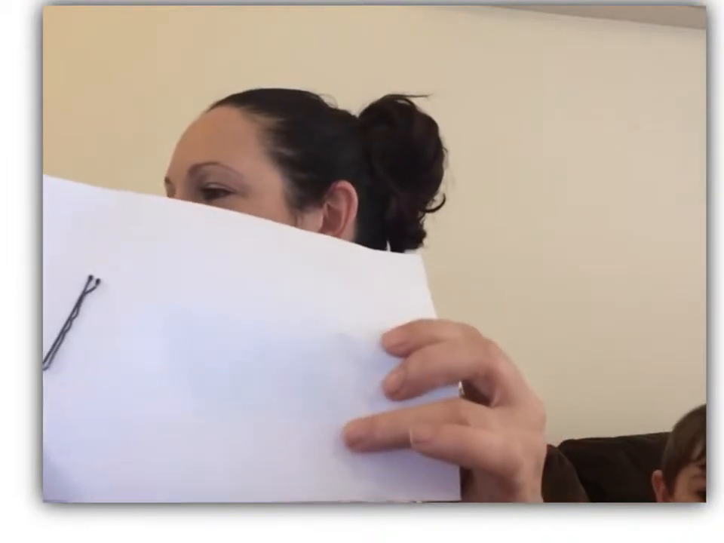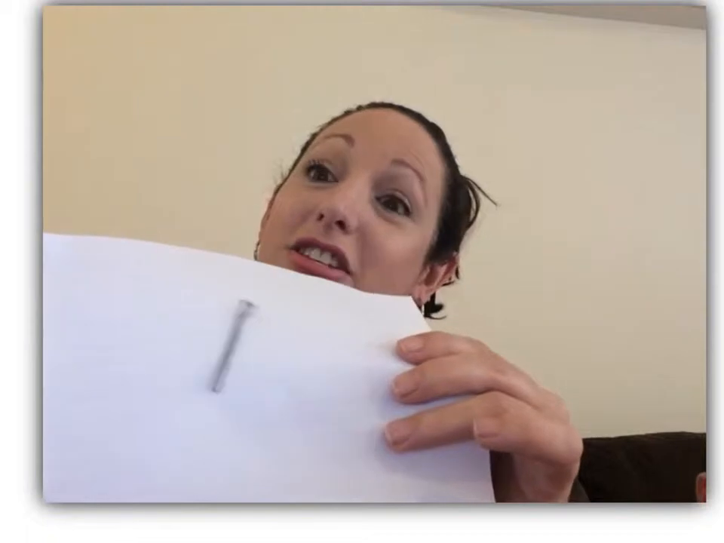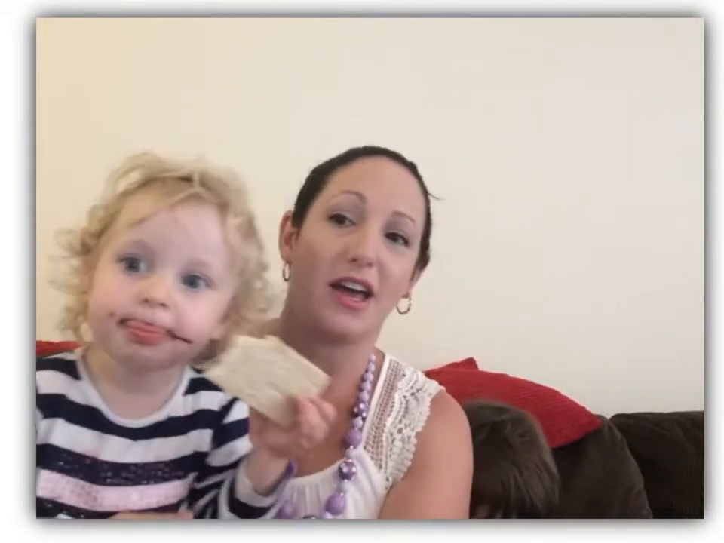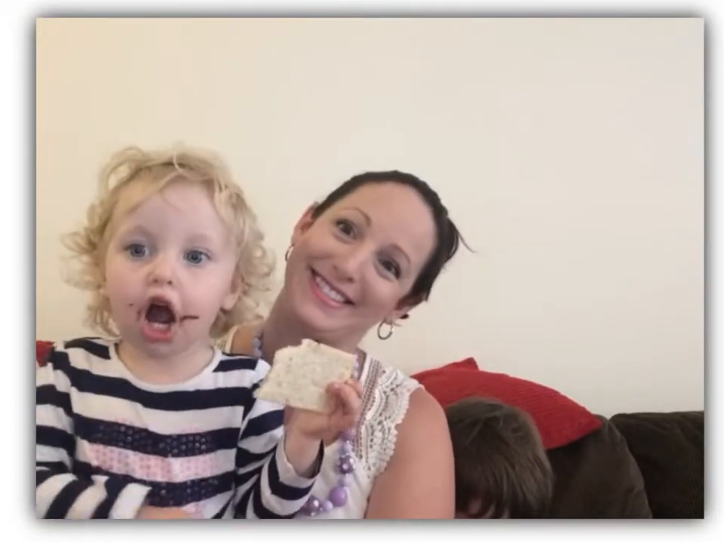Okay, so when an object is moving across a surface, like my bobby pin is moving across the surface, the contact between the object and the surface is called friction. Friction is the force that sticks things together and makes them slow down. Friction occurs between all types of materials, whether they are solids, liquids, or gases.